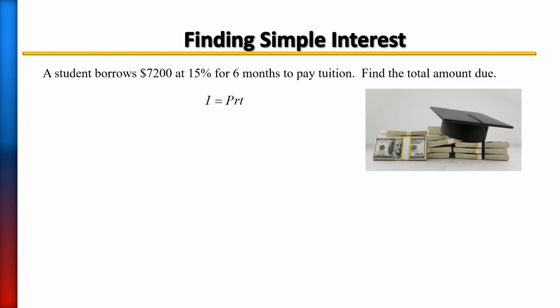So the interest, recall, I equals PRT. The P is the amount that is borrowed, and the amount borrowed was $7,200. The rate that it was borrowed at was 15%. To turn that into a decimal, it would be 0.15. Time, how long was this loan period? 6 months. So it was not an entire year, so you would not write 1, and we're not going to write 6 either.